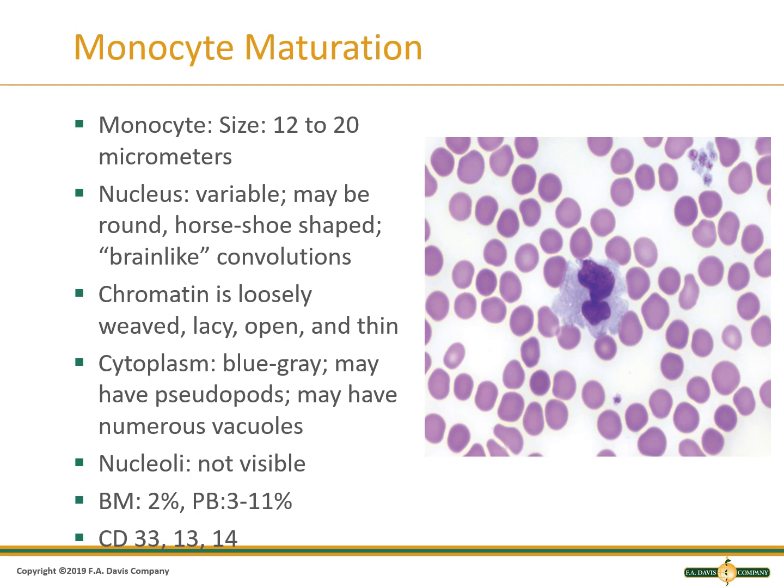You might have pseudopods, which means finger-type extensions that look like they're reaching out. You also may have numerous vacuoles within the cytoplasm. The nucleoli are not visible in a mature monocyte, and in the bone marrow, it's going to be about 2%, and the peripheral blood is going to be 3 to 11%.